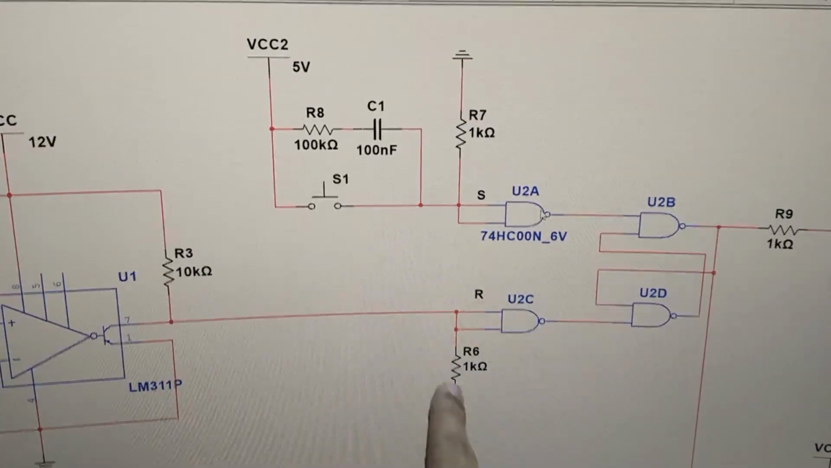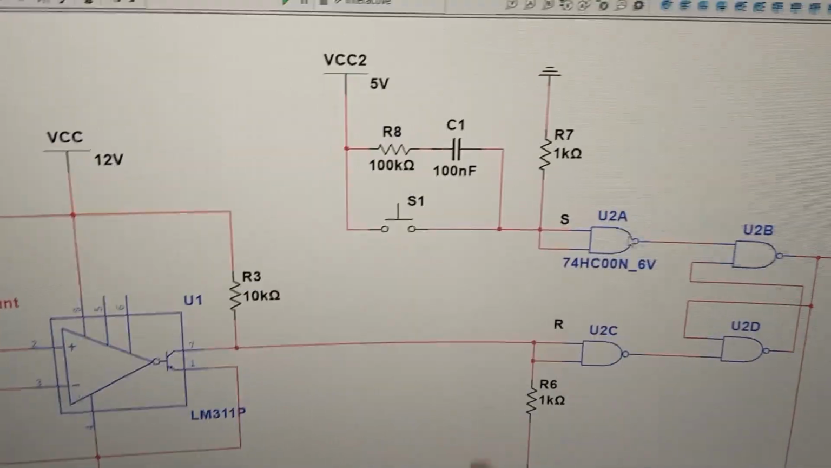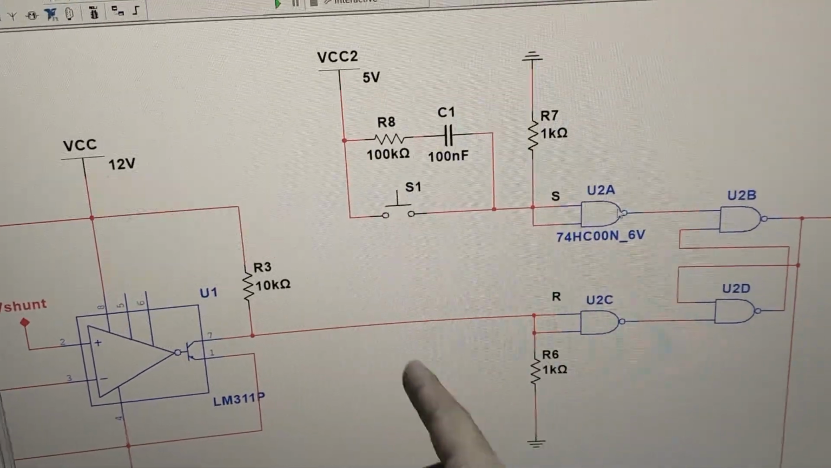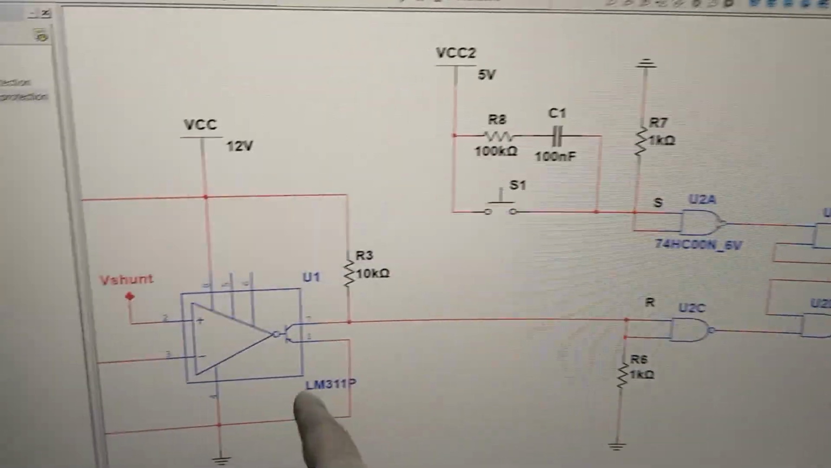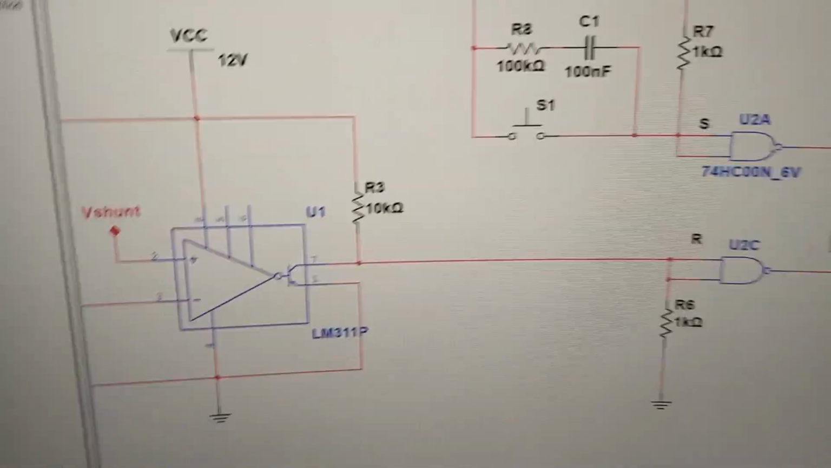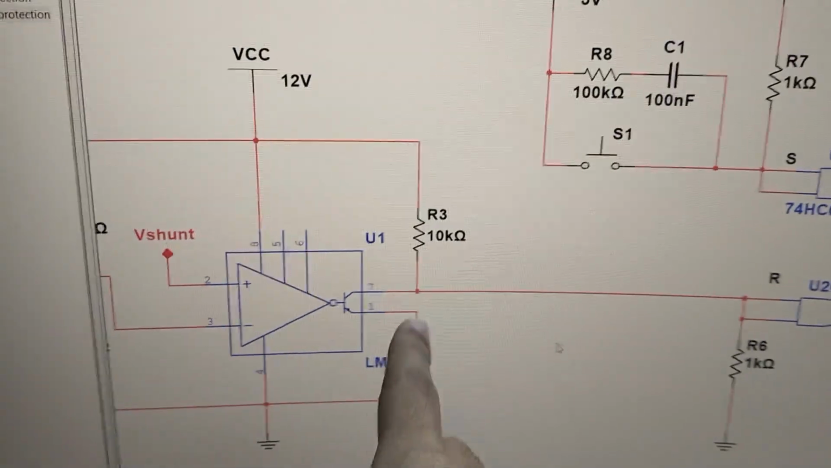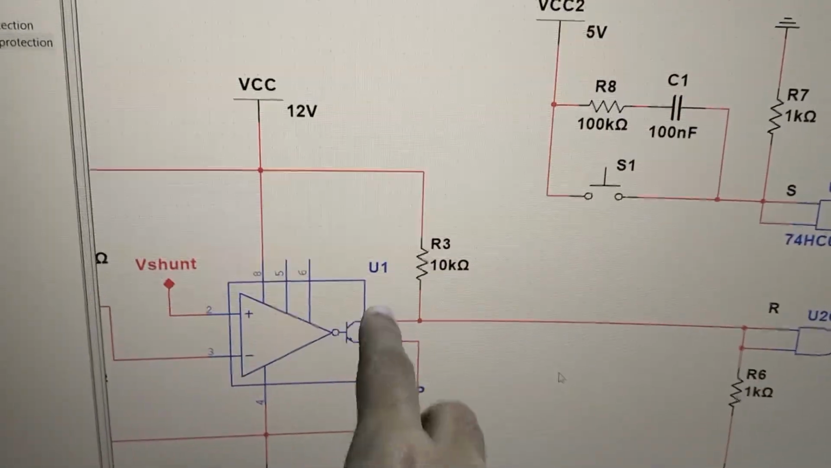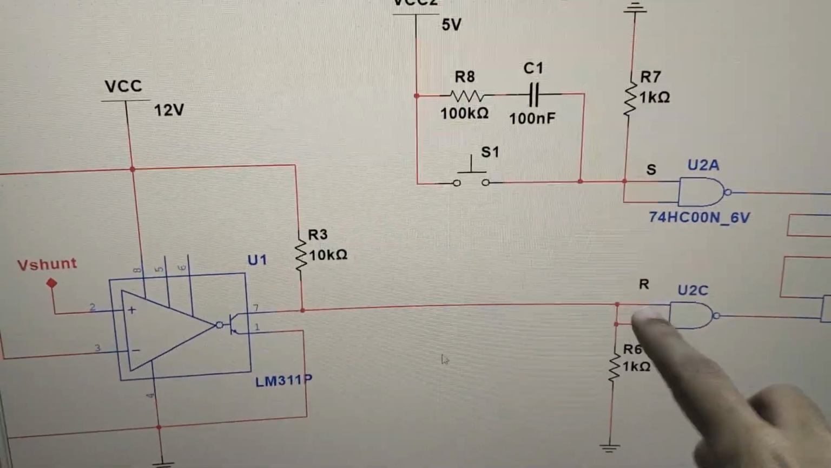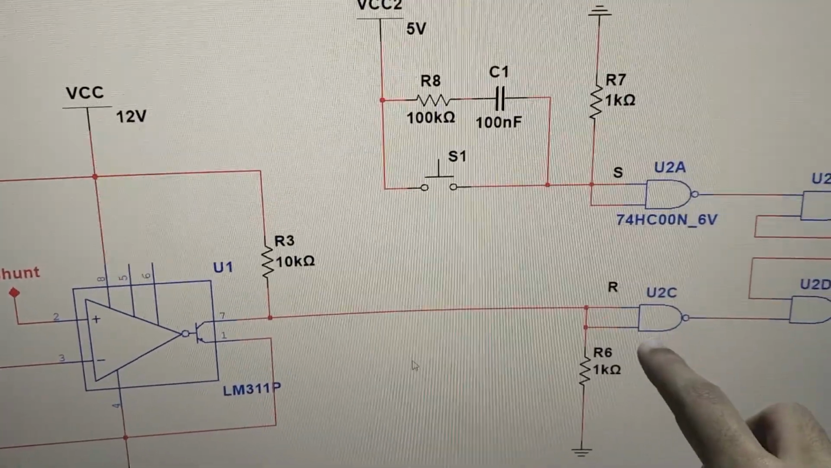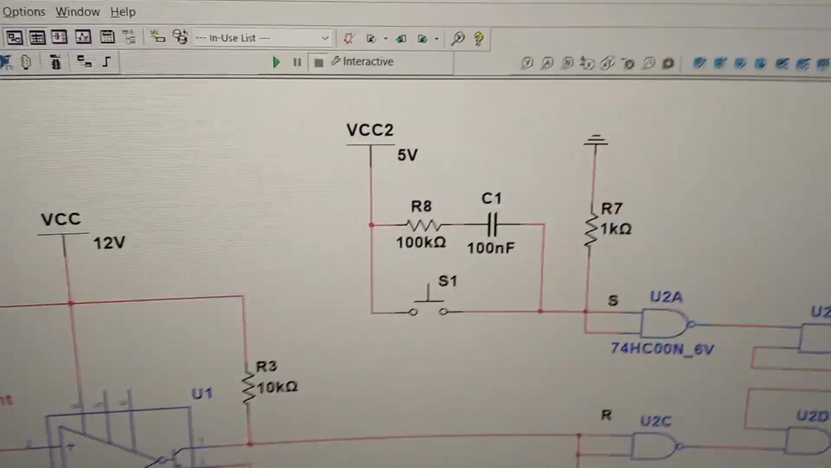So I've put pull downs on both, and additionally, to the reset input, one path goes to the pull down, which is fine, and another input comes from the comparator's output. So in our standard condition, when the current is in the safe limit, this BJT over here would be on, so your output would be 0. So this would basically be 0 into 0 into 0, which means nothing is going to change.